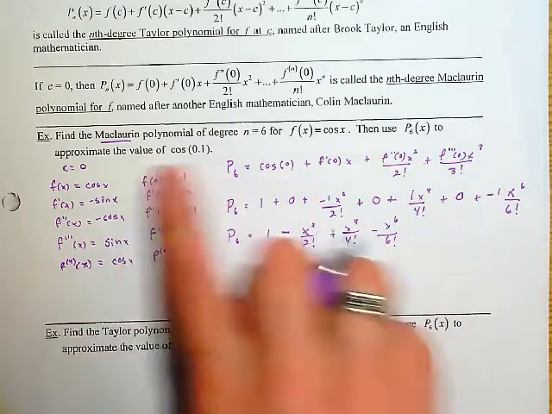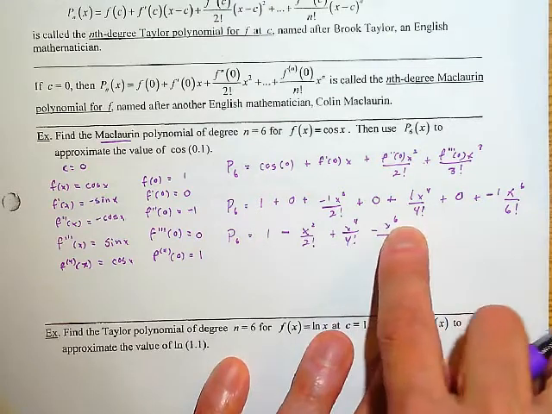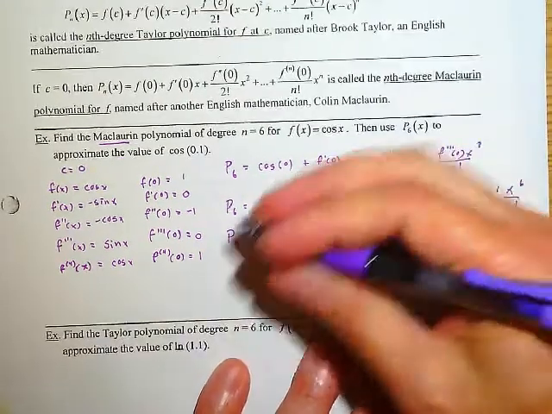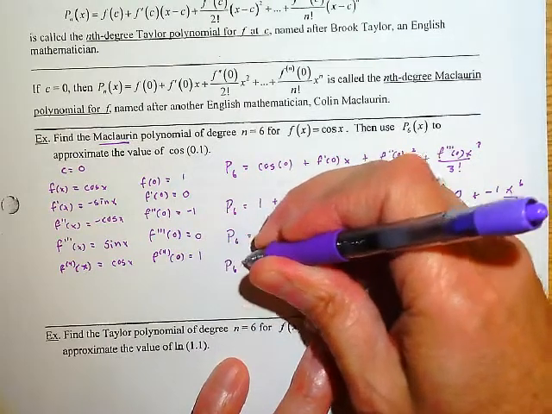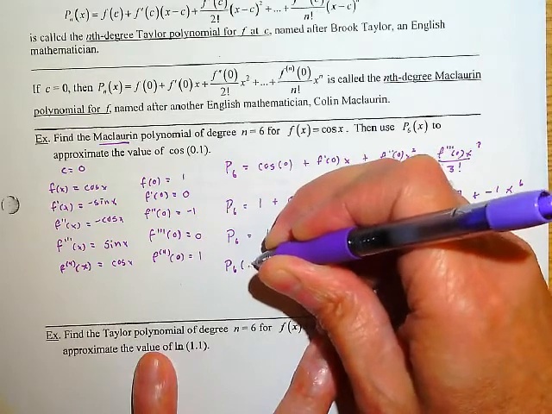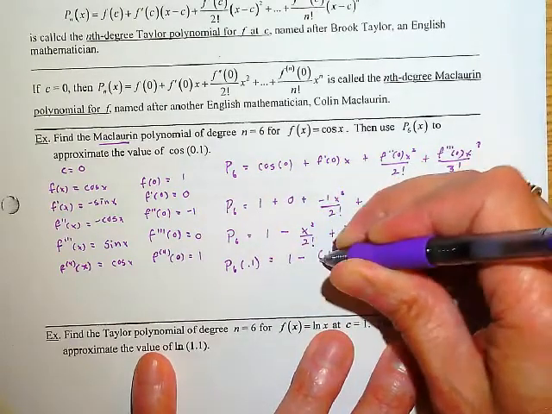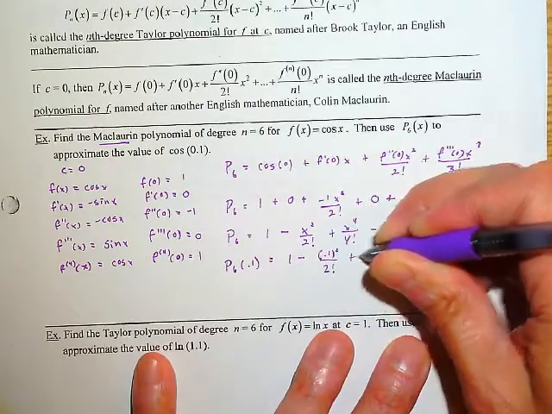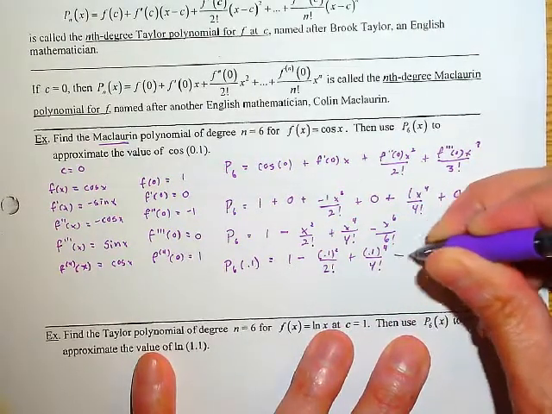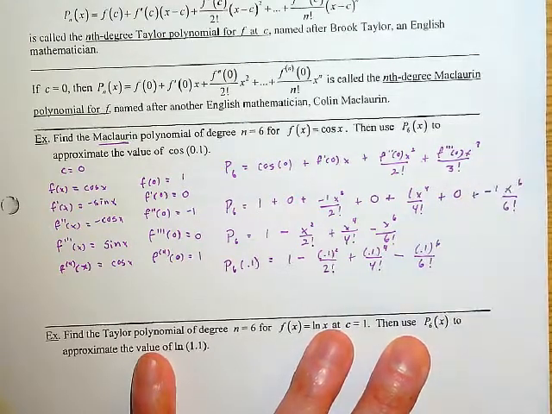So do I have a 6th degree polynomial? I sure do, because it's 6 degrees. It's got 4 terms, but it's got x to the 6th. Okay, I want to use the 6th degree polynomial to estimate the cosine of 0.1. Well, that's 1 minus 0.1 squared over 2 factorial plus 0.1 to the 4th over 4 factorial minus 0.1 to the 6th over 6 factorial.